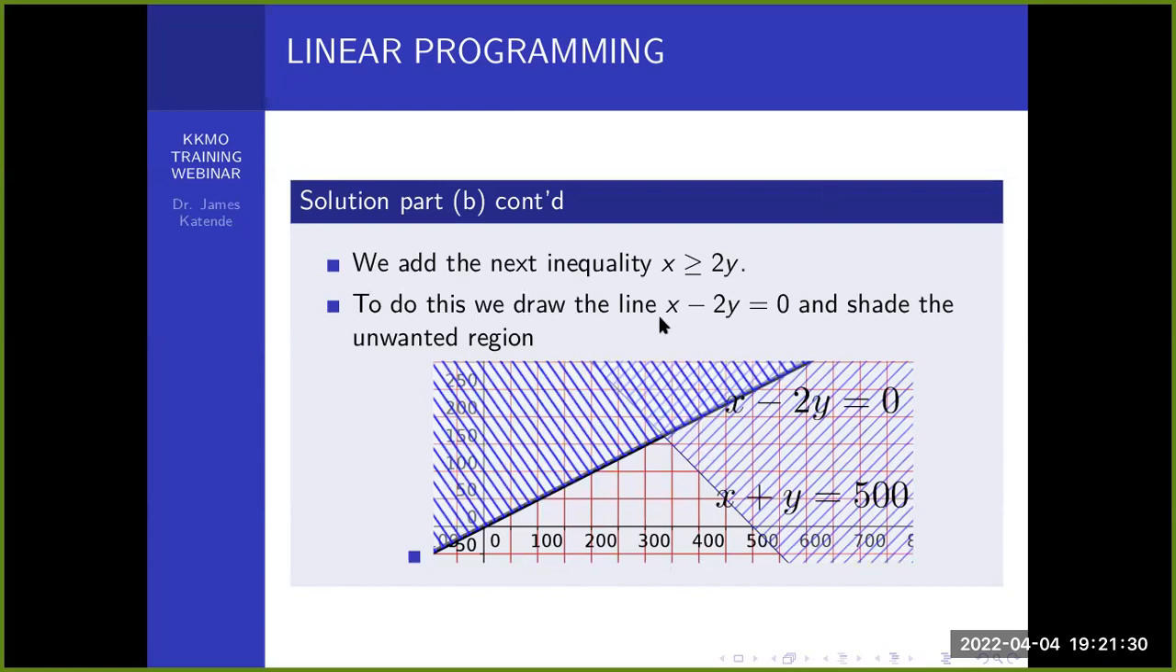So the next one is this, X is greater than or equal to 2Y. So we can rewrite that as X minus 2Y equals 0. And here is the graph. So X minus 2Y equals 0 is the border. So again, you can check points on both sides to determine which is the unwanted region. We have shaded the unwanted region, so anything below this will satisfy our inequalities.